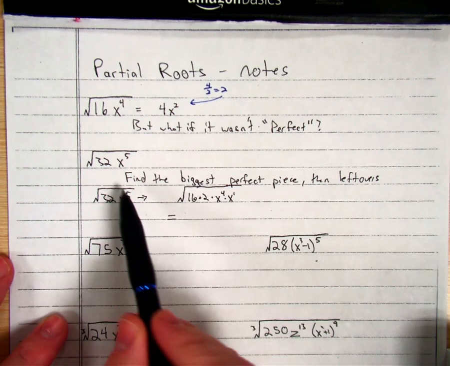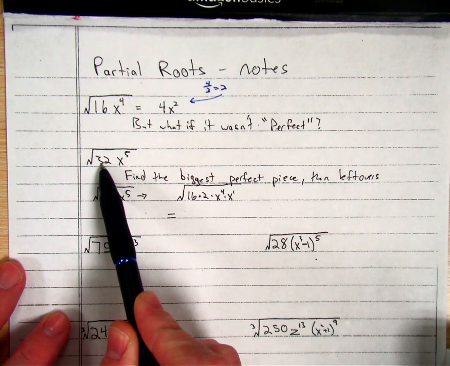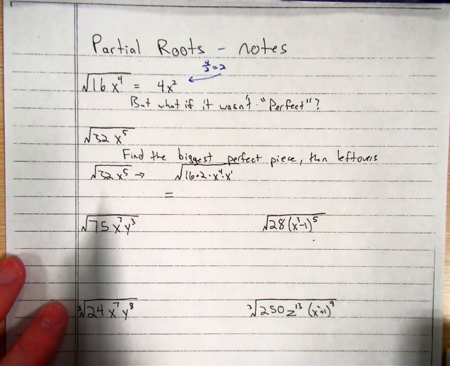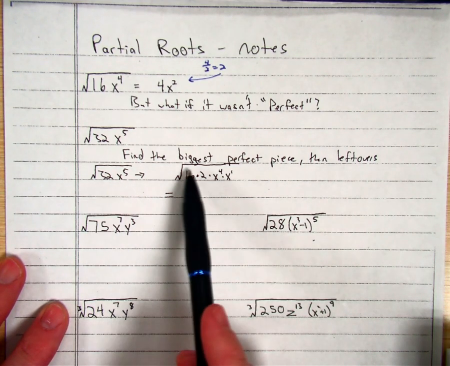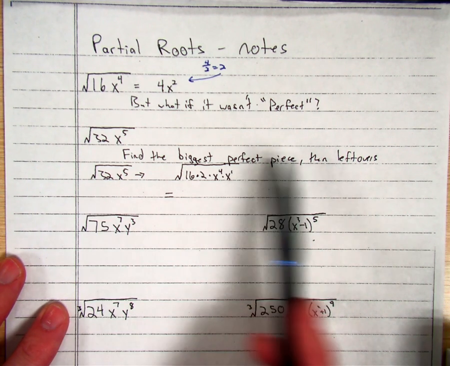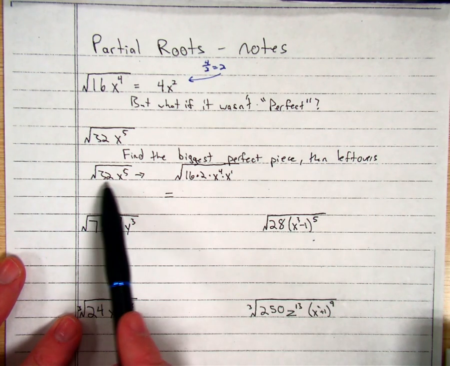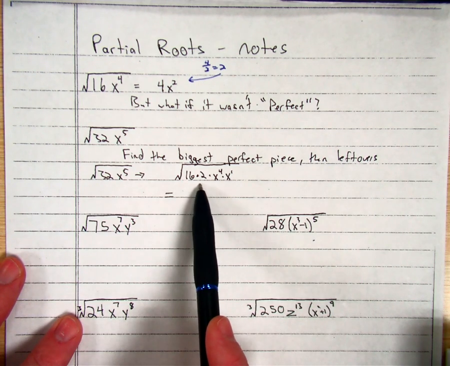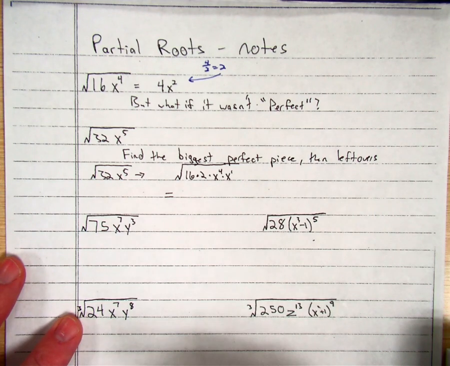Like 32, x to the fifth. 32 is not a perfect square, and 5 does not divide by 2 perfectly. We're going to split these up into the biggest perfect piece that works with whatever radical we're doing, and then have some leftovers. Okay, so I've split 32 into 16 times 2, and x to the fifth into x to the fourth and x to the first.